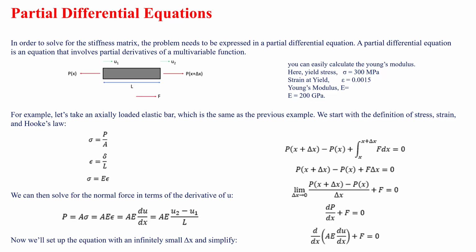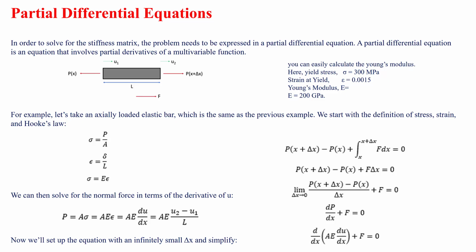So once you again add in the derivatives, it is AE into du by dx. It is the change in length to the original length, (u2 minus u1) divided by L, if we take the above scenario into account. Once you solve for delta x, the final derivative is d by dx of A E into the change in length to the original length, plus force, which is equal to 0. So this is how we form the equations.